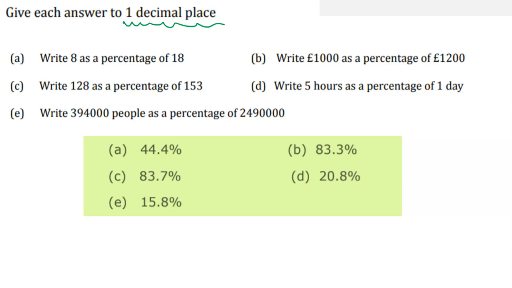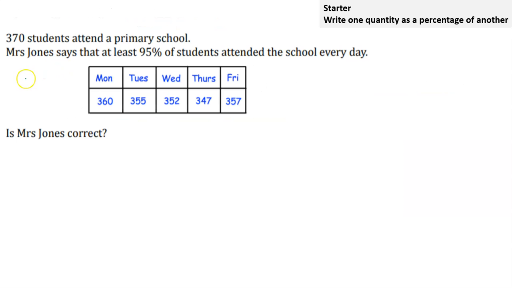Now let's go for another question. Here it is given: 370 students attend a primary school. Mrs. Jones says that at least 95% of students attended the school every day. So is Mrs. Jones correct? So see here, it is 360, 355, 352, 347, 357. How many students were there? 370. And Mrs. Jones says that at least 95% of students attended the school every day. It means every day, how many?